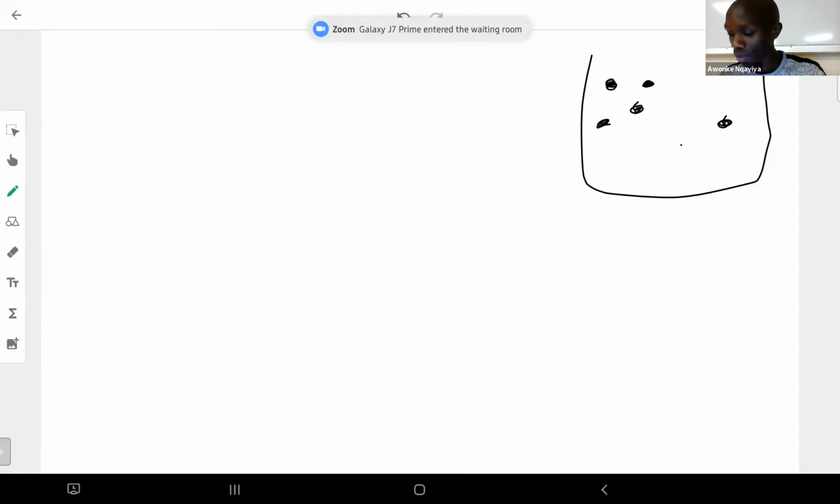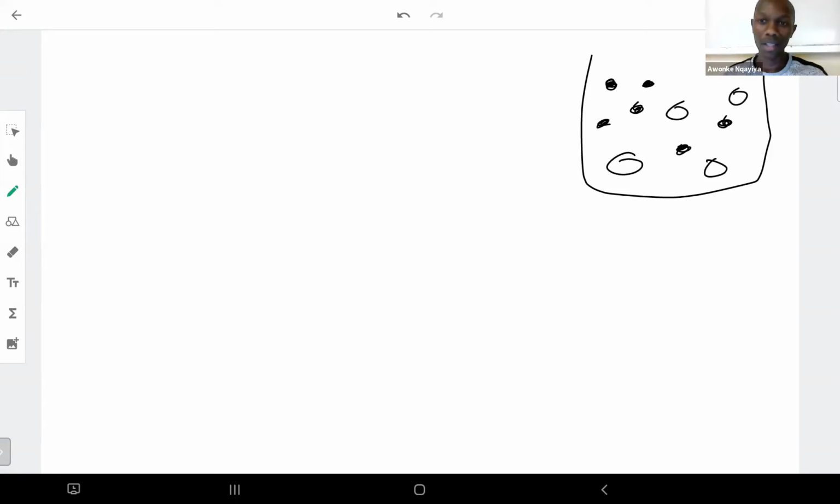Let's say with that example, there is a box with 10 balls, and 6 of those balls are black, and 4 of them are white. An event is like an occurrence. When you take one ball out of that bag, and that ball turns out to be a black ball, that is an event. The ball that you have taken is black. That is the event that has occurred. So that is what we mean by events.